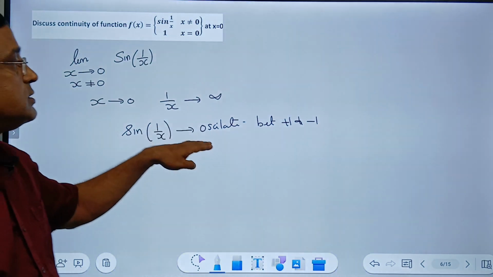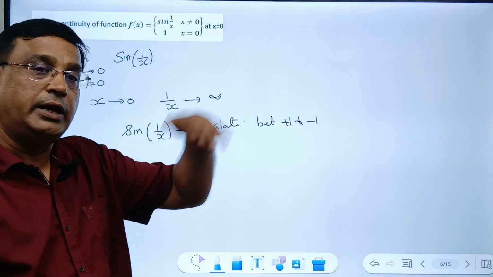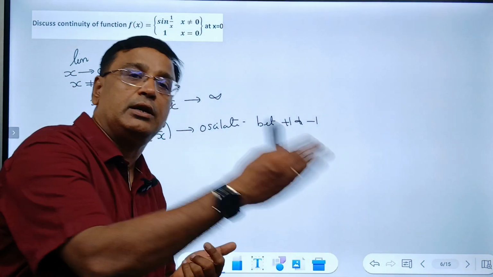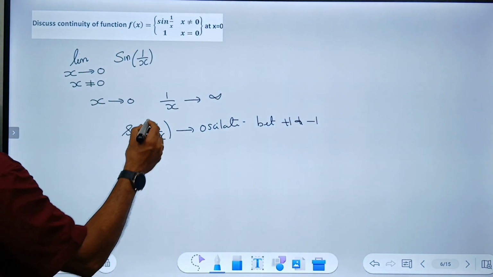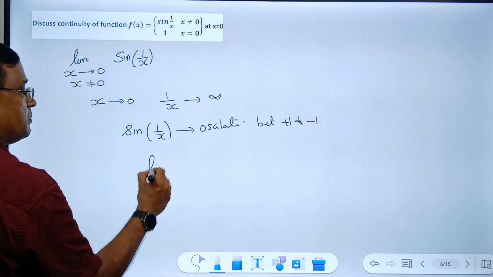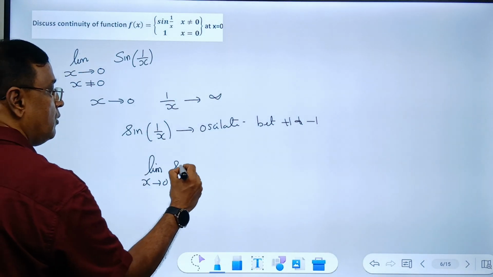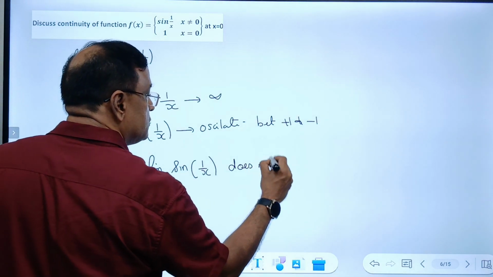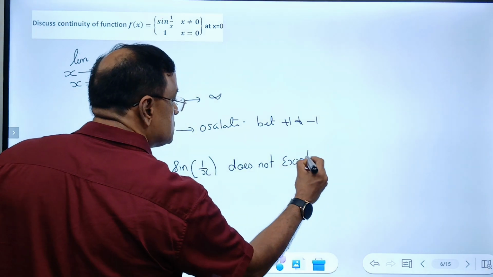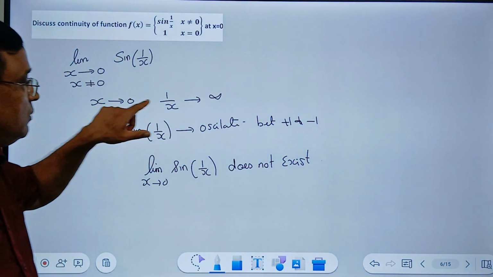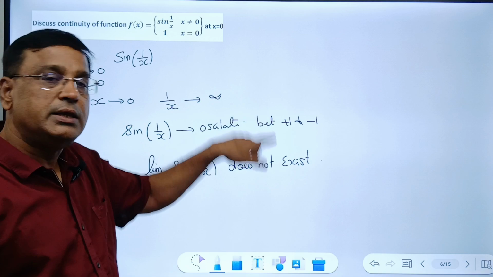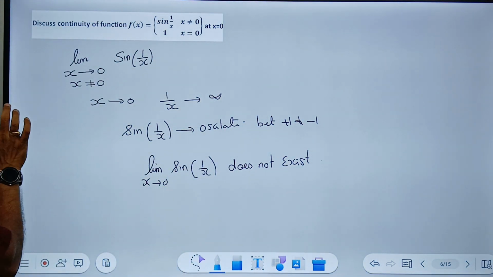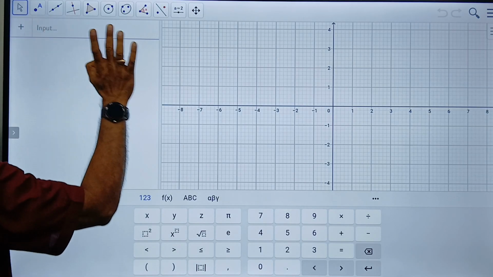Sine of 1 by x oscillates between +1 and -1. It takes values between +1 and -1. It does not go and stick to a particular value. So you can say clearly, limit x approaches 0, sine of 1 by x does not exist. The limit does not exist. Why? Sine 1 by x oscillates between +1 and -1. It doesn't go to a particular value, which I would like to show you on GeoGebra. Just give me a second. I'll just draw the graph for you.